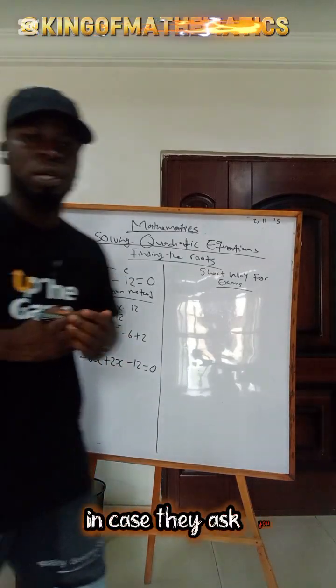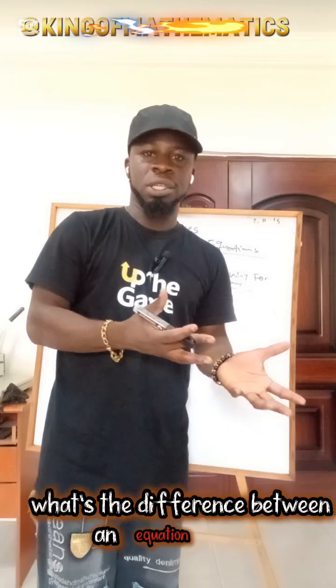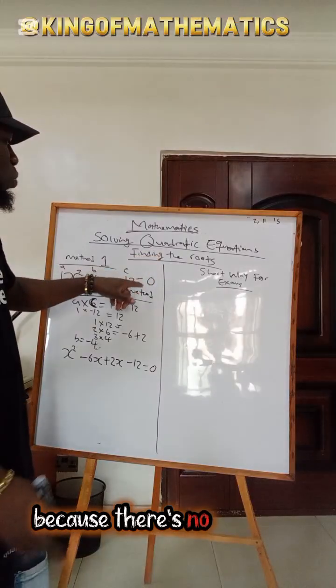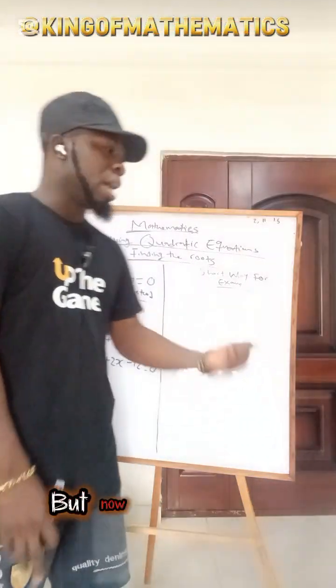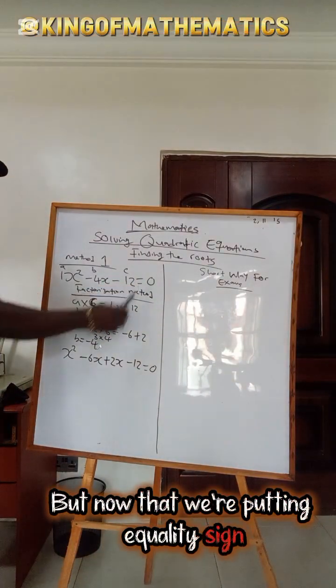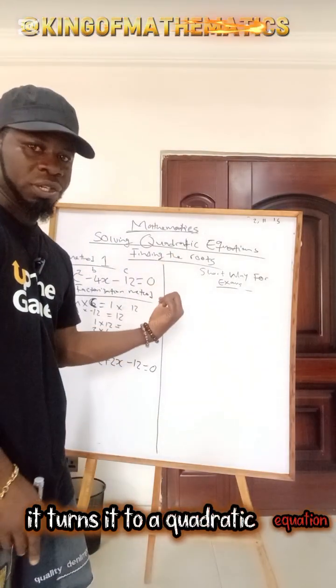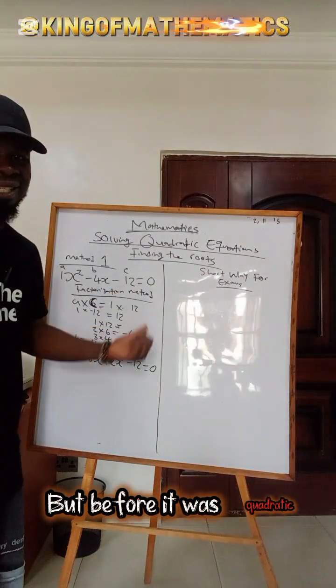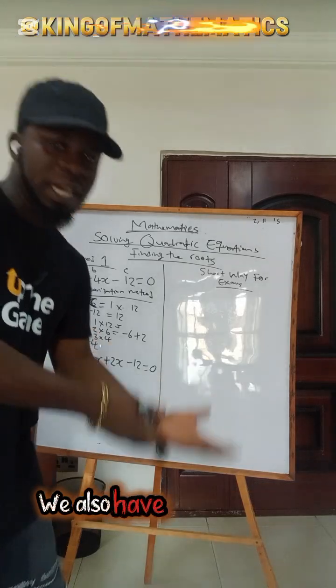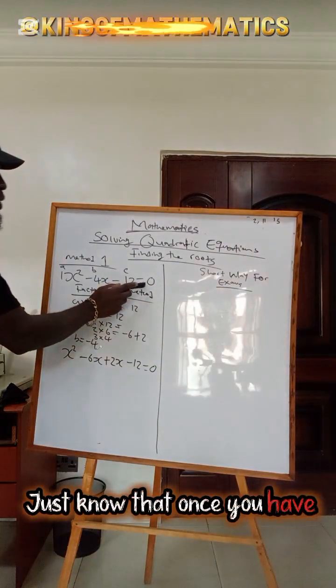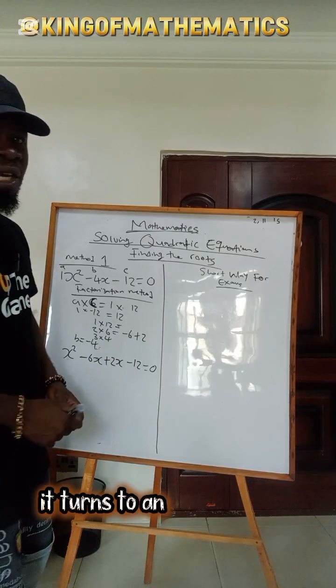In case they ask you what's the difference between an equation and an expression: the first one I wrote earlier was an expression because there's no equality sign. But now that I've written the equality sign, it turns it into a quadratic equation. Before, it was a quadratic expression. We also have linear expression and linear equation. Just know that once you have an equality sign, it turns into an equation.